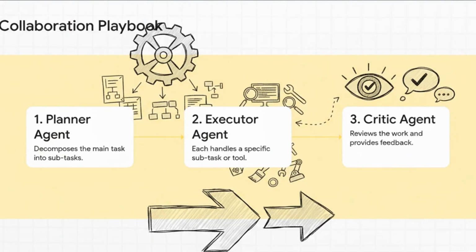And here's a super common and really effective way to set up that team. It's like a little playbook. First, you've got a planner agent. Think of this one as the project manager. It takes the big goal and breaks it down into smaller steps. Then you have your executor agents. These are the specialists, the workers on the ground who actually do the tasks. And finally, you have a critic or validator agent. This is your quality control, making sure the final work is actually good and meets the original goal.